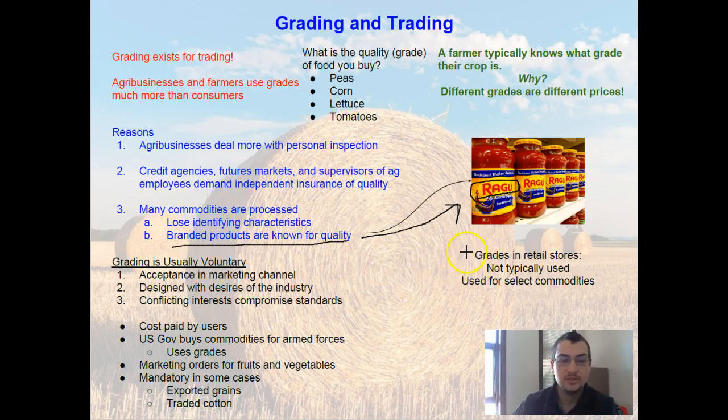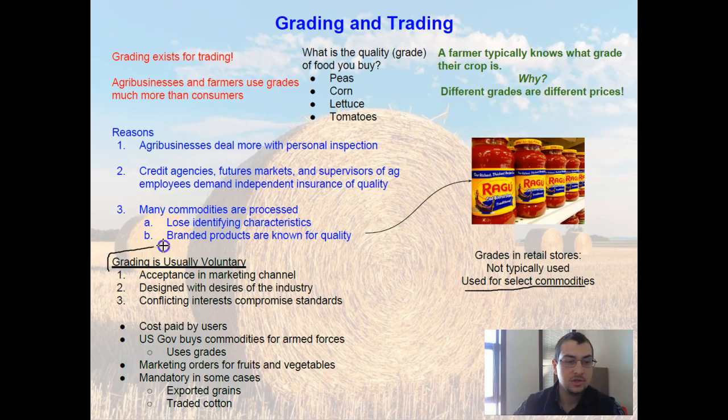Now, grades in real retail stores are usually not very typical. You typically don't find grades in retail stores, but you do find them for select commodities. Some of those commodities might be the type of milk you buy, the type of eggs. You often see, say, AA eggs or A quality eggs, or one really common one is beef. Whenever you go into the store, you can usually look right at the package and see prime, choice, select, or standard. So it is used for select commodities such as beef, eggs, milk, things of that nature, those that are closest to the actual commodity form that are not necessarily processed yet.